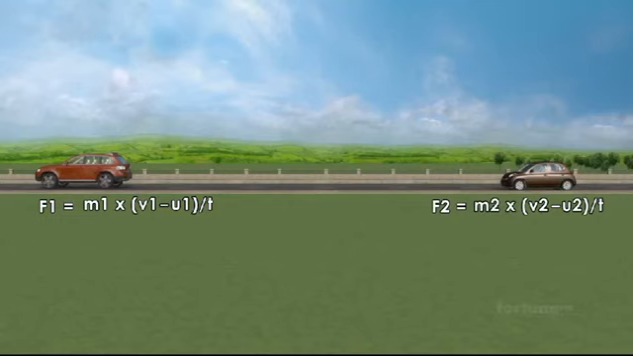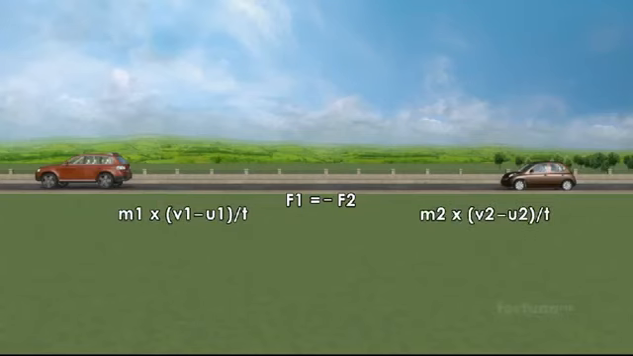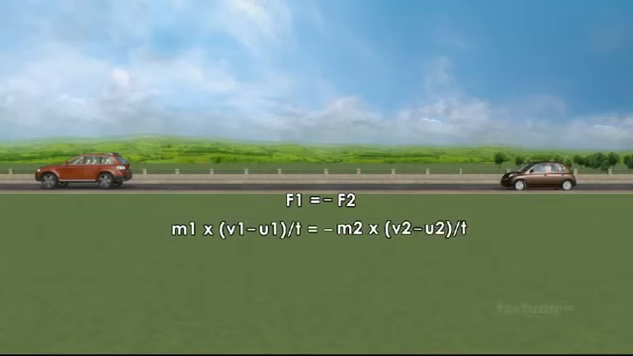minus u2) by t. According to Newton's third law, each action has a reaction that is equal and opposite, meaning the forces can be expressed as F1 is equal to minus F2. Because both forces are equal and opposite, we can also write them as m1 into (v1 minus u1) by t is equal to minus m2 into (v2 minus u2) by t.